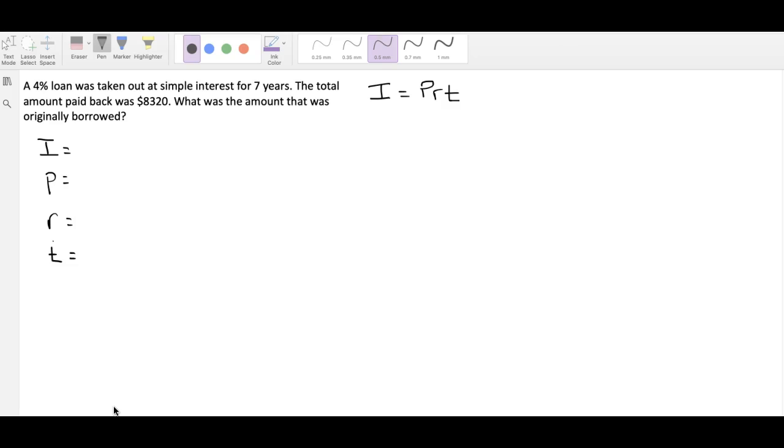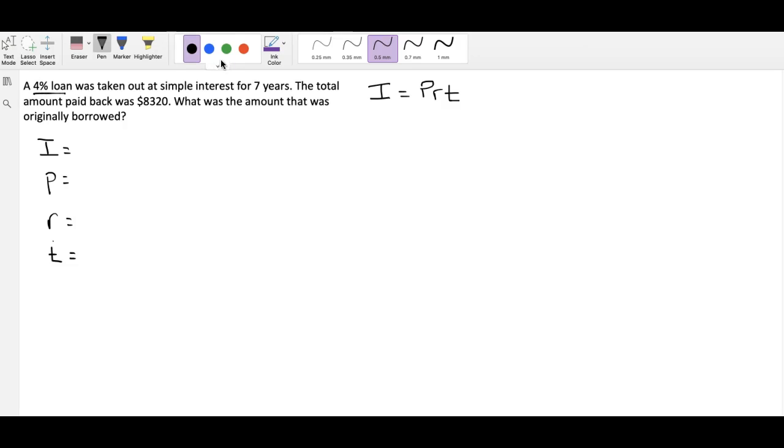Okay, the next problem is a 4% loan was taken out at a simple interest for 7 years. The total amount paid back was $8,320. That means we're going to be doing something a little bit different this time. So I wrote down I = PRT, but we're going to change this up just a little bit. So it doesn't always work every time to just perfectly fit into the equation. Sometimes you have to do something special.